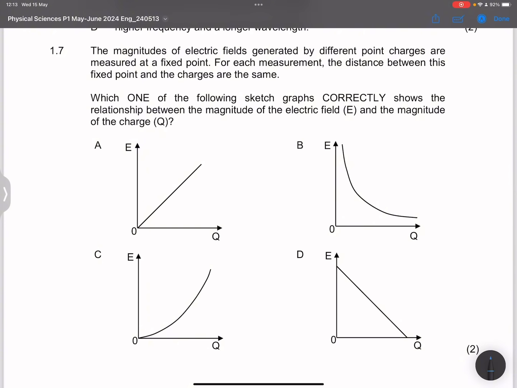We are comparing electric field versus charge. And we know that if we look at the formula, there's a direct proportion in terms of their relationship, right? And they did say that the distance is kept the same, all right? So what would be that relationship there? It would definitely be the relationship A, right? So it is directly proportional, right?